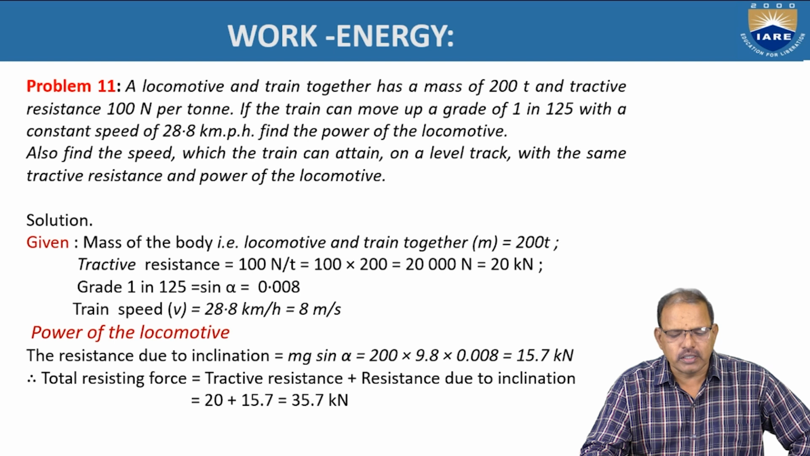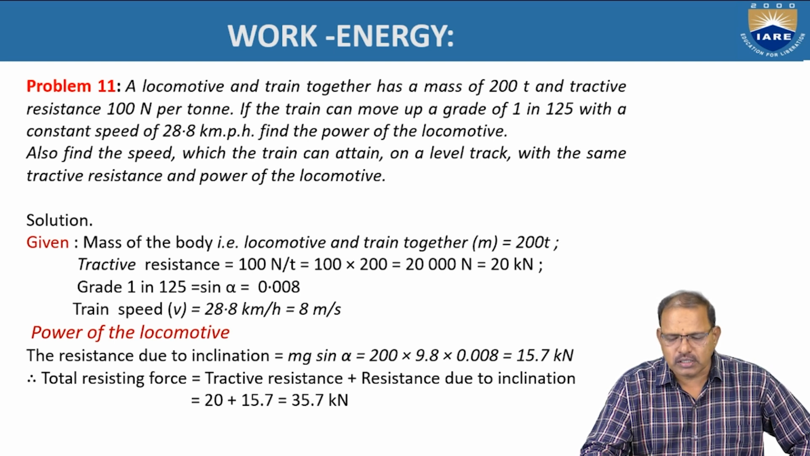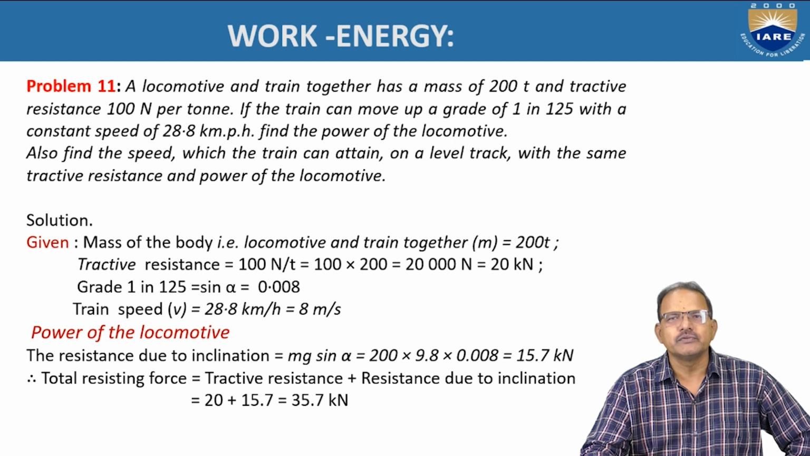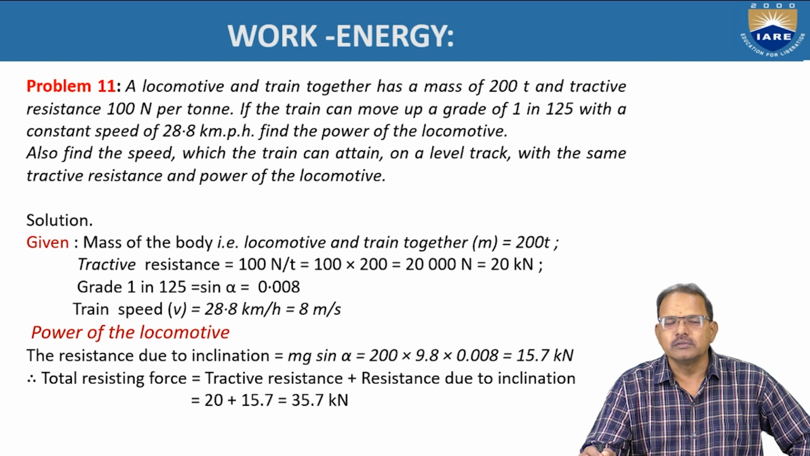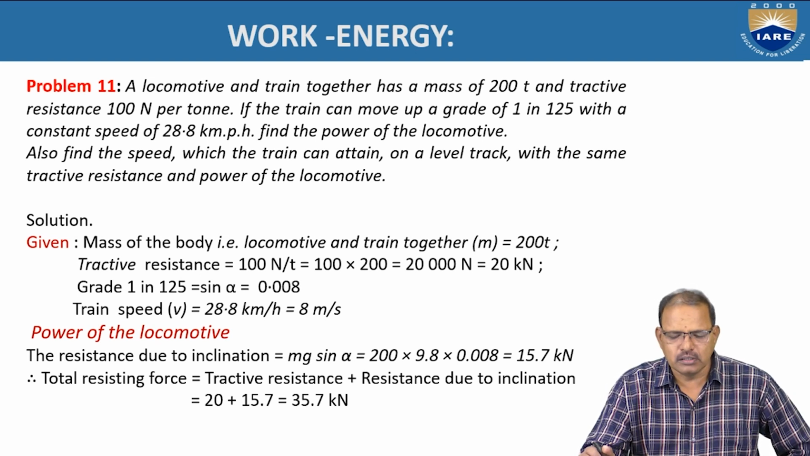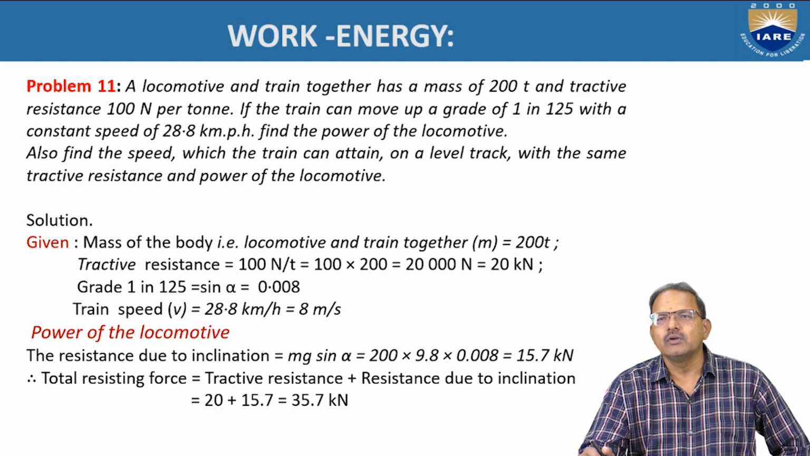A locomotive and a train together have a mass of 200 tons and a tractive resistance force of 100 newtons per ton. The train can move up a grade of 1 in 125 with a constant speed of 28.8 km per hour. Find the power of the locomotive. Also find the speed which the train can attain on a level track with the same tractive resistance and the power of the locomotive.